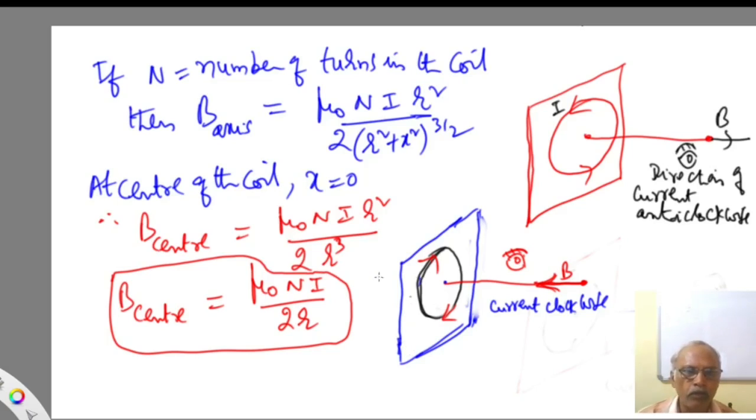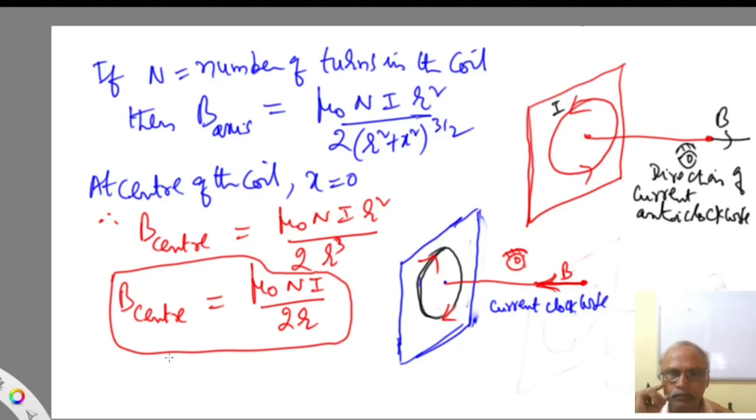Now, what is finally the formula for the magnetic field on the axis of a coil? Mu naught N I r square by 2 into r square plus x square power 3 by 2. What is the magnetic field at the center of the coil? It's mu naught N I by 2r.